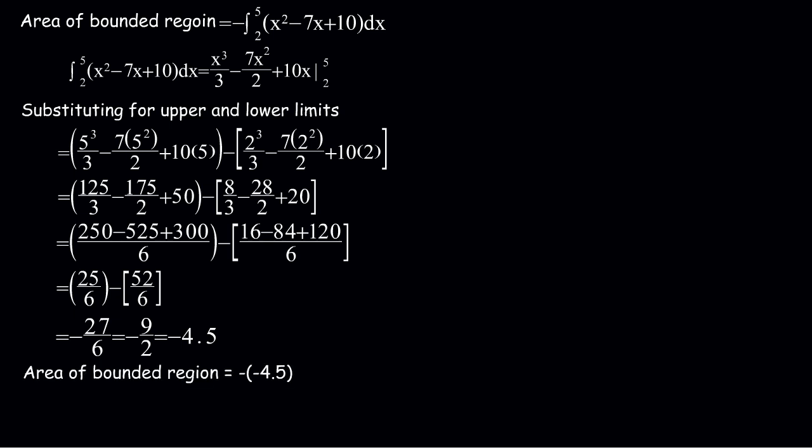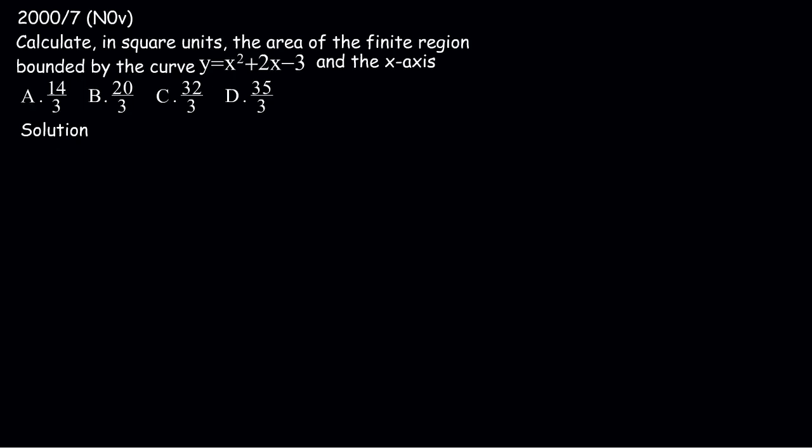Now, our area of bounded region will be equal to minus, in bracket, minus 4.5, which is equal to 4.5 square units. Our next question is from November 2000, and it states: calculate in square units the area of the finite region bounded by the curve y equals s squared plus 2s minus 3 and the s-axis, and we're given the options.